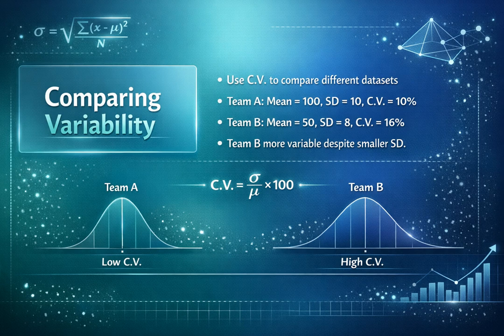Suppose Team A has mean 100, standard deviation 10, giving CV of 10%. Team B has mean 50, standard deviation 8, giving CV of 16%. Team B is more variable relative to its mean, despite having a smaller absolute standard deviation.